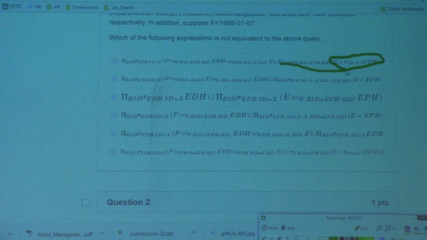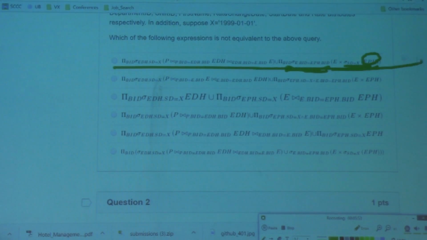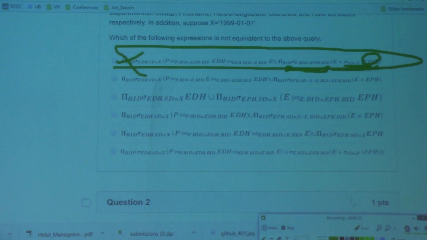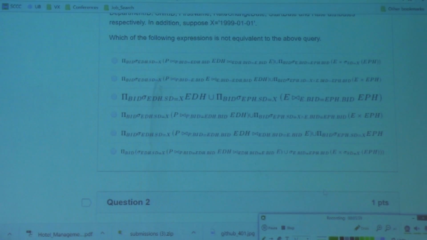Instead of join, I put a Cartesian product. Before the Cartesian product, I filter records from the employee payment history based on the start date. With the Cartesian product, I put this constraint, which is equal to a join. So this is also the same. So this is not the answer. We are looking for not equivalent. So what is the second one?